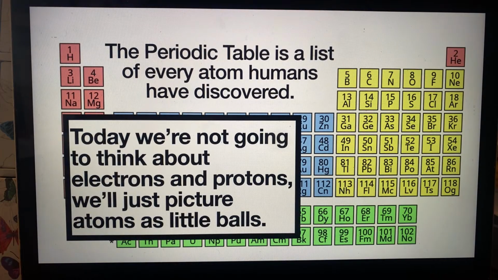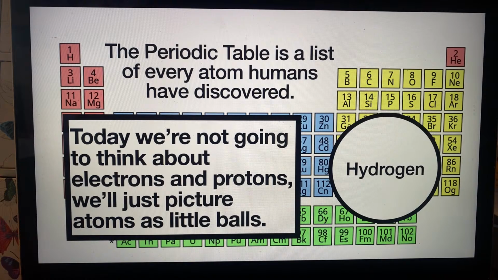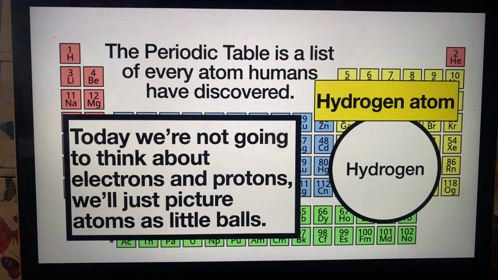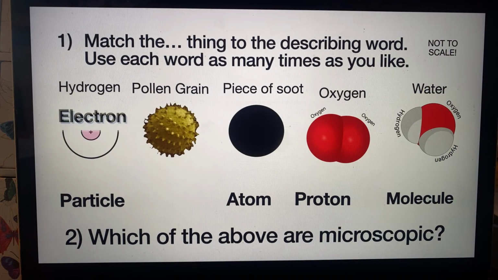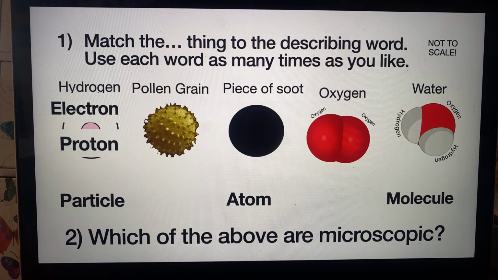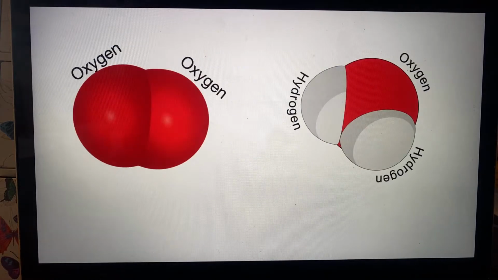We're not going to worry about electrons and protons today. We're just going to picture atoms as being little balls. So if you see just a circle with hydrogen written in it, that's a hydrogen atom, okay? So like the smallest bit of hydrogen that you can get, a hydrogen atom. Hydrogen is a proton and electron, which is an atom, so we'll just call it an atom.